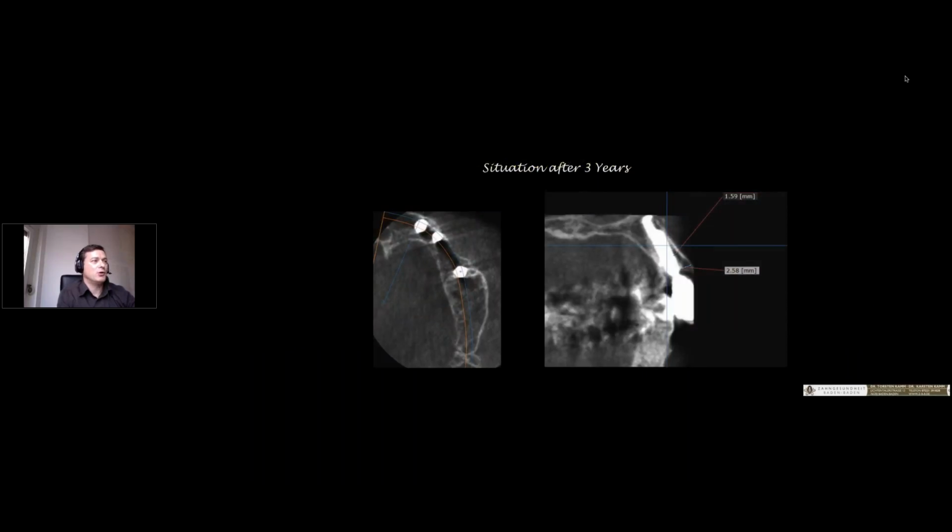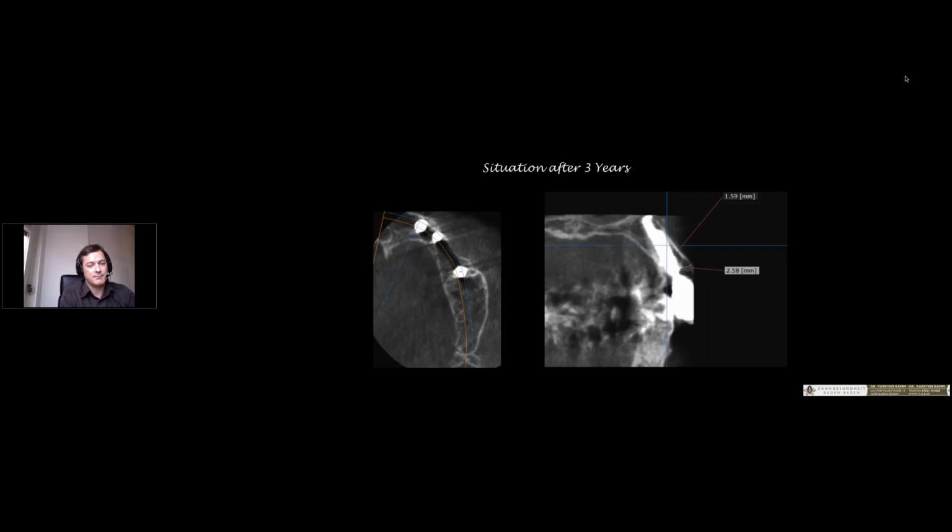This is the X-ray, because the same patient came 3 years later, and we have to make another implantation on other parts of the jaw. So for me, it's interesting to make an X-ray and look at how the implants fit after 3 years, and look also at the buccal side. We have 2.58 millimeters of buccal bone with this kind of augmentation.